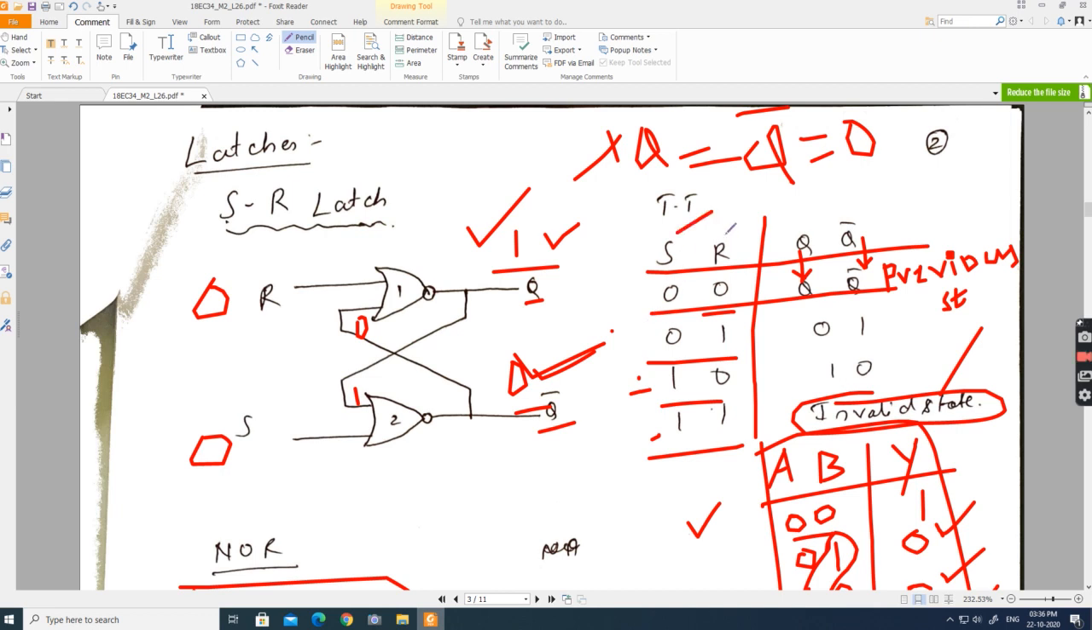What is the meaning of S and what is the meaning of R? S means set state, R means reset state. When S is equal to 0, you see Q is 0. When S is equal to 1, R will be equal to 0. Understand this very clearly. If S is 0, R is 1, Q is 0. If S is 1, Q is 1. Any issue with the SR latch? No, sir. Good.